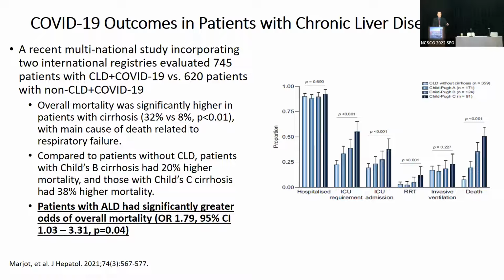But I want to highlight what they found in their multivariate model, that patients with underlying ALD had significantly higher overall mortality related to COVID than those patients without ALD. And coming back to the narrative that increasing alcohol not only leads to worse liver disease outcomes, but in the era of COVID actually translated into worse COVID-related outcomes as well.